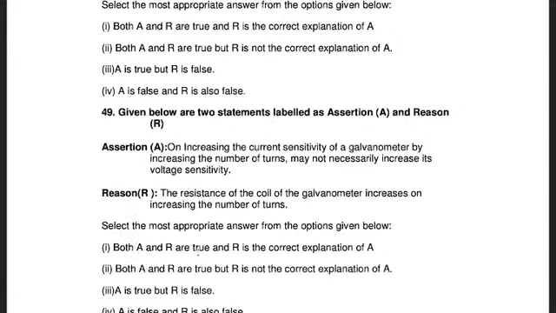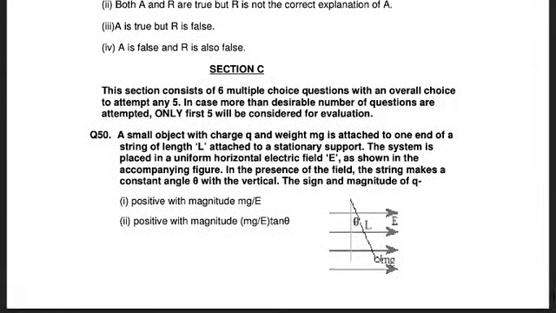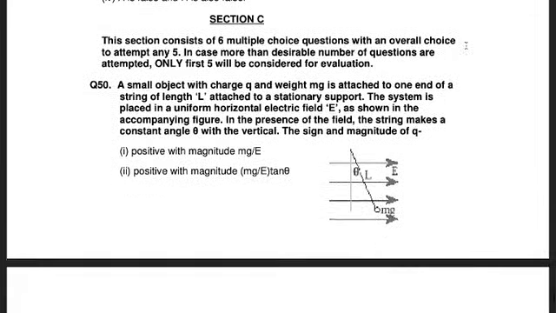Section C. This section consists of 6 multiple choice questions with an overall choice to attempt any 5. In case more than the desirable number of questions are attempted, only the first five will be considered for evaluation.